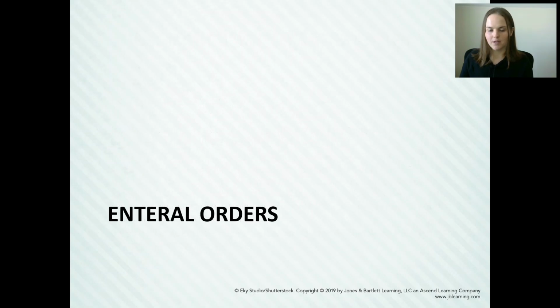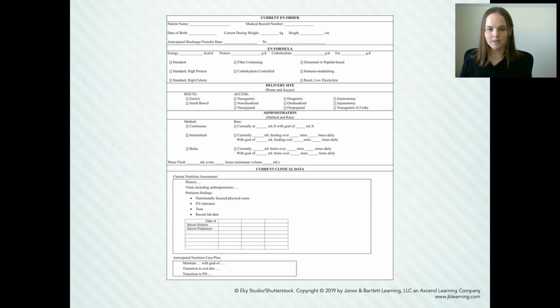Okay. The last part that we're going to cover is just about enteral orders. And it's important to figure out what your hospital facility will use when they're doing orders. I like this sheet because it kind of reminds you of all the things that you need to consider. So specifically, what type of formula are you going to use? How many calories, protein? We don't typically indicate the carbohydrates and fat. Usually we just indicate the calories and the protein.